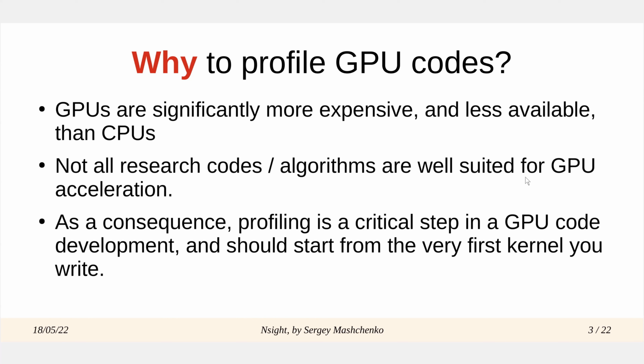So what we have to do when we write a new GPU code or convert a serial code to GPU acceleration, we really want to start profiling the code from the very first GPU functions we create. We call them kernels. So very first kernel you create, you want to start profiling it. Why? Because you want to make sure your algorithm actually accelerates well on GPU, first thing, so you don't waste your time doing further programming.